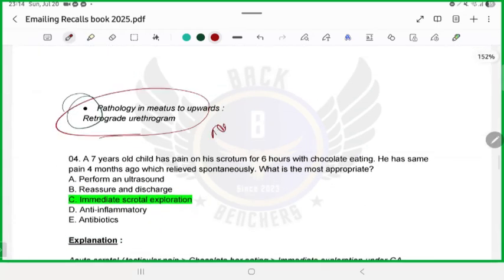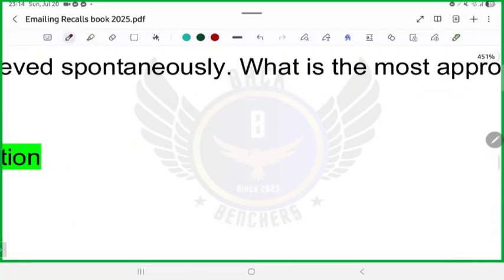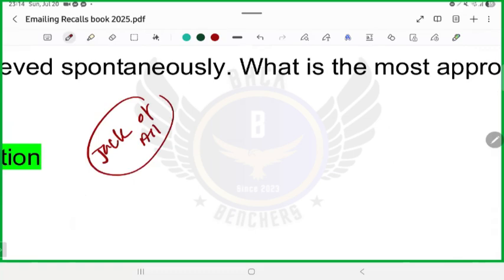Just remember these, and they will be enough for your MRCS Part A. You don't need to study a lot. You just need to study the same thing again and again, so you don't forget the important things. You just need to know the important things. You don't have to be a jack of all trades. You cannot do everything. You cannot know everything.